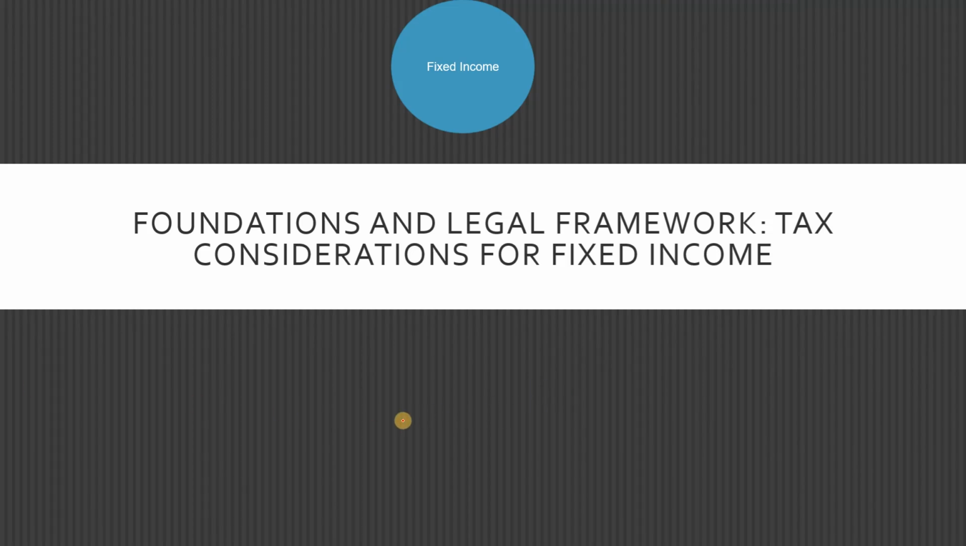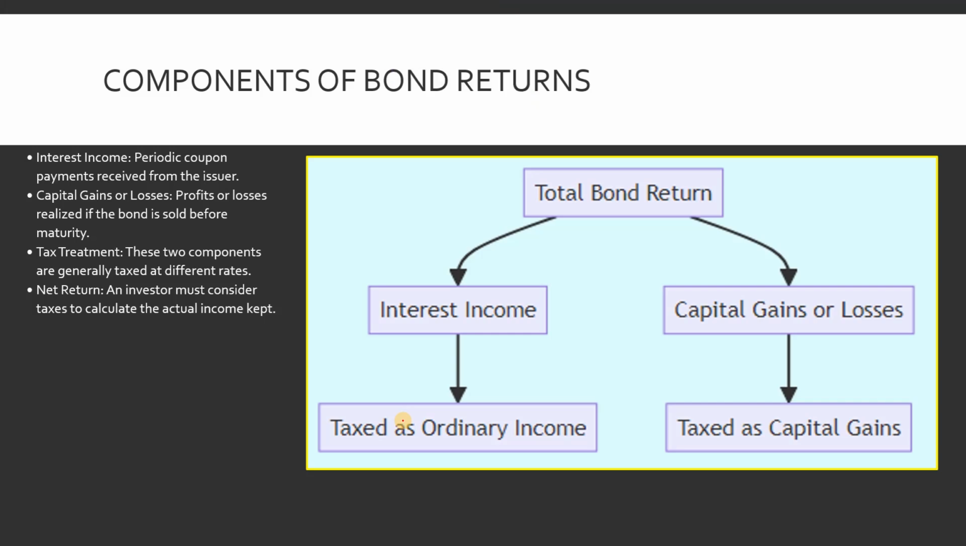To master the bond market, one must look beyond the gross yield and understand the net return. A bond's total return consists of two distinct components: interest income and capital gains or losses. Interest income is the periodic cash flow you receive from the issuer, while capital gains or losses occur if you sell the bond before its maturity date for a price different from what you paid. Crucially, these two components are often taxed at different rates. For a serious investor, the net return, the actual income you keep after satisfying the tax authorities, is the only true measure of investment performance.